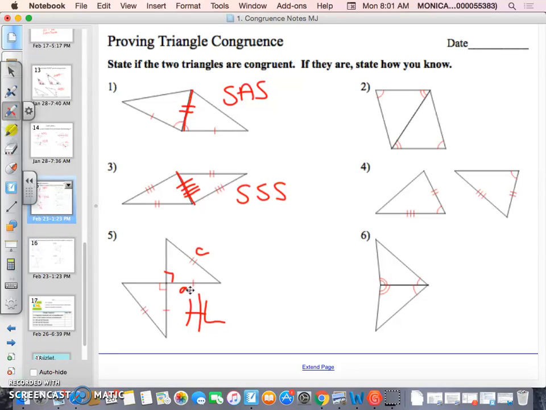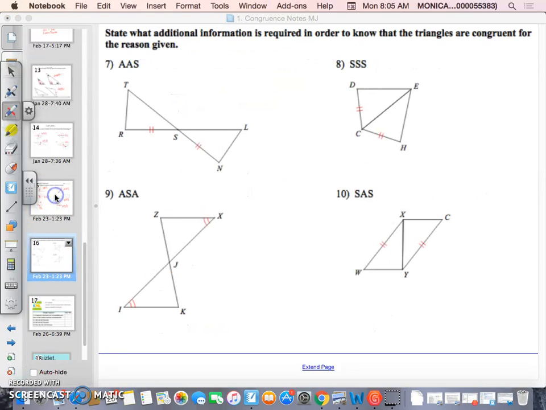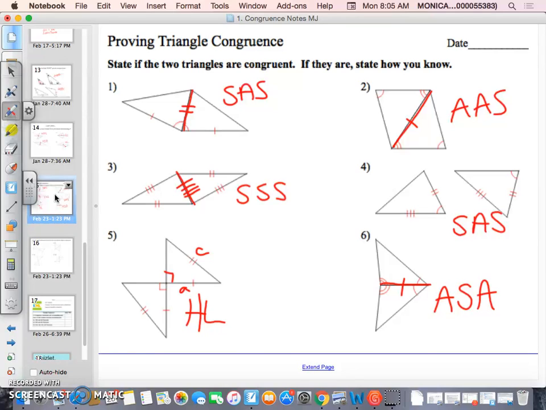All right, pause the video. Don't skip this step. Pause the video and go ahead and work the evens. See if you get them. Here are the answers for 2 through 6, the evens. Hopefully you got the same answers I did.